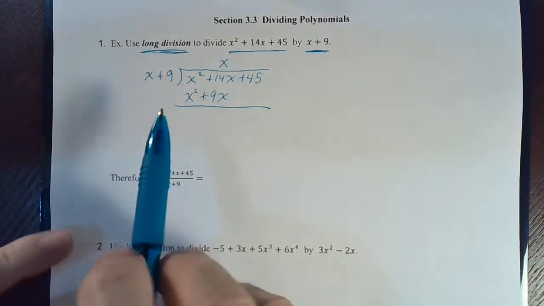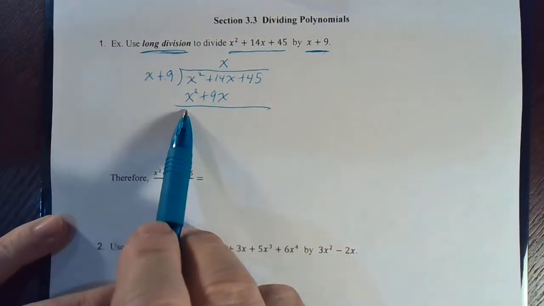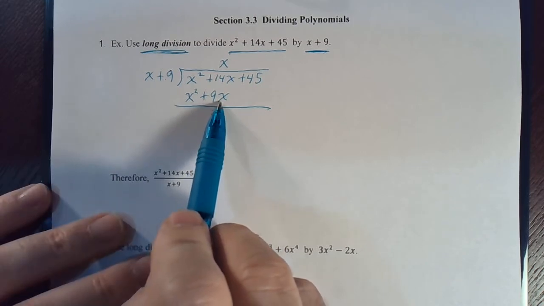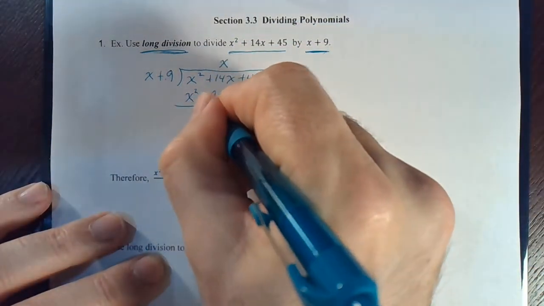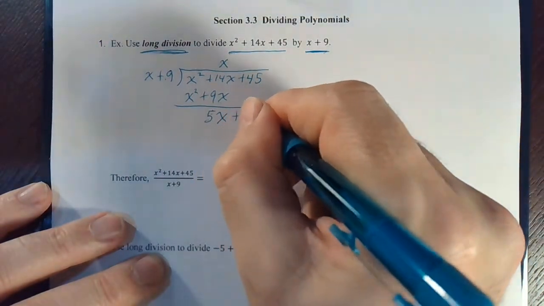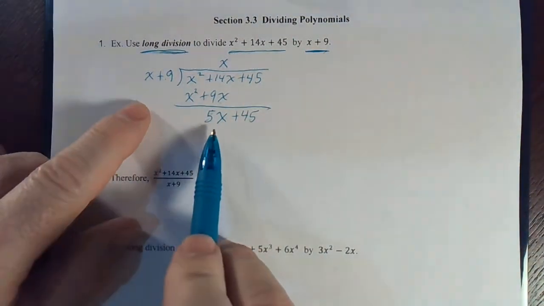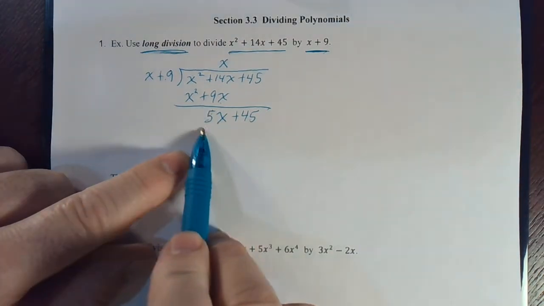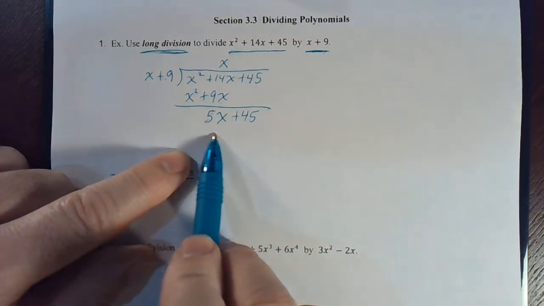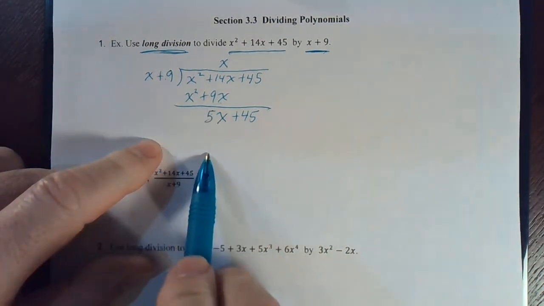And now we're just going to subtract. This cancels out. 14x minus 9x gives us 5x. 45 minus 0 just gives us plus 45. And then the next thing we want to do is cancel this one out. So I want to have 5x underneath here, so when I subtract, I get 0.